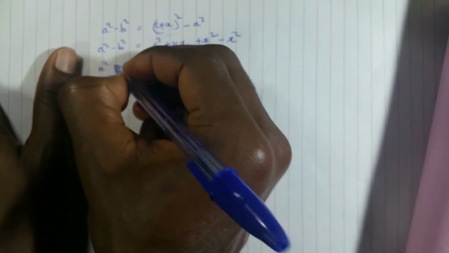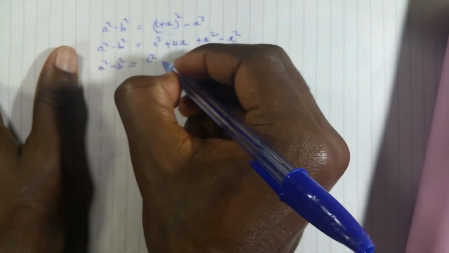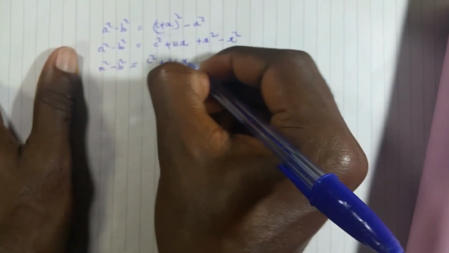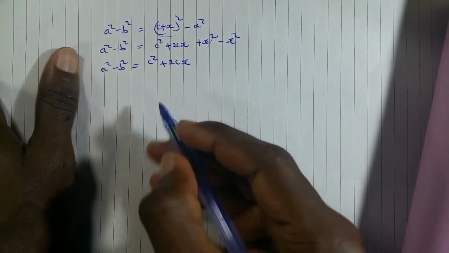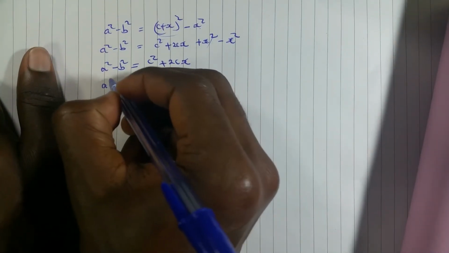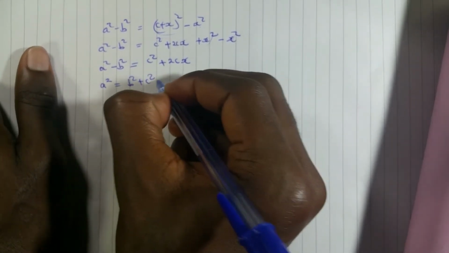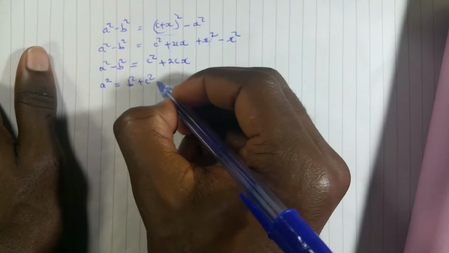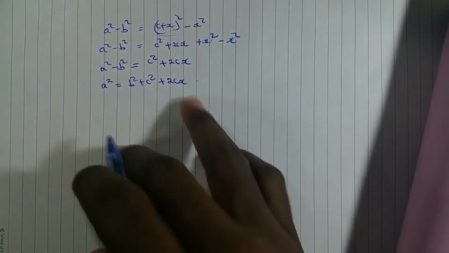So that we have a squared minus b squared is going to be given by c squared plus 2cx, but this x squared will go away since x squared minus x squared goes to 0. So that we have here a squared equals b squared plus c squared plus 2cx. Okay, but what's our x?